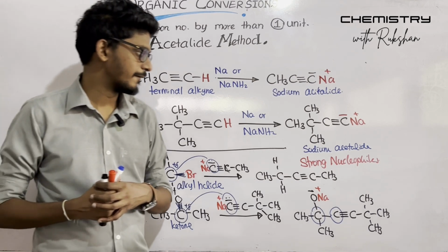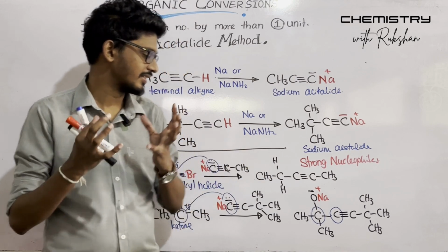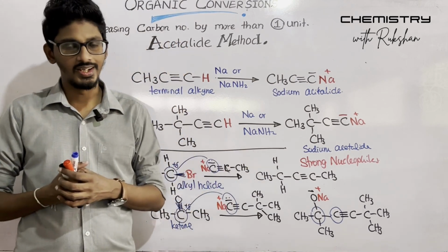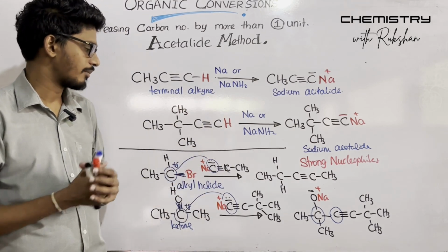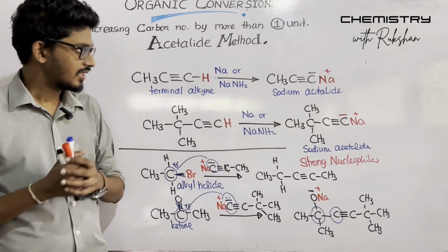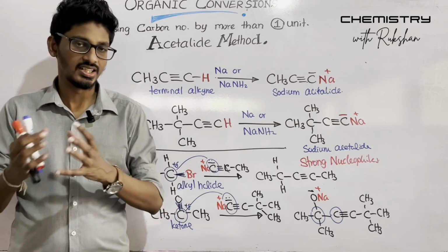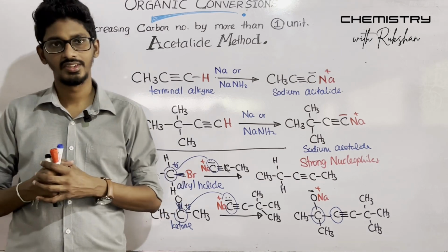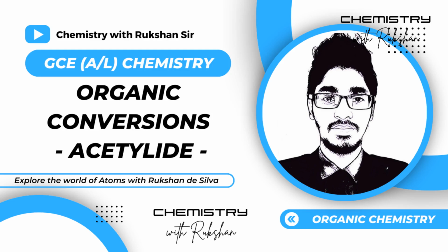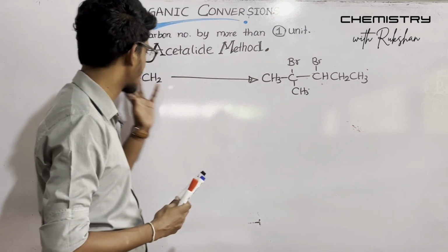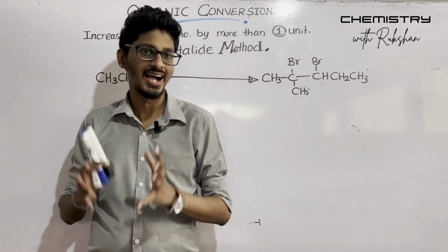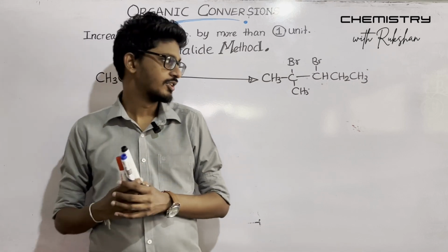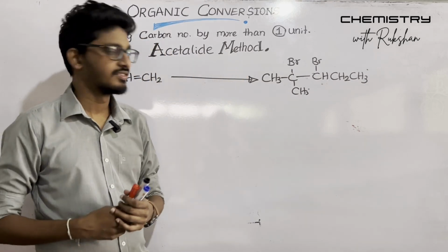Okay, now with these theories and these learnings, let's discuss how to use these kinds of reactions to come up with compounds with a greater number of carbons in conversions. Let's try to do this kind of conversion with the use of the acetylide method. Let's see how the acetylides can be used to come up with this kind of synthesis process.